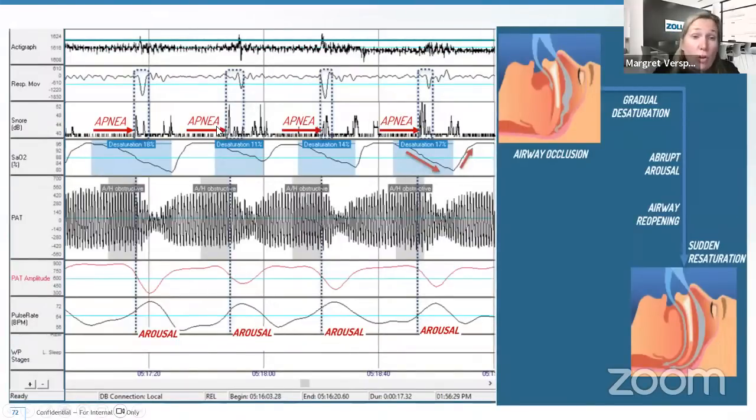So when we look at the snore channel, we see during the event there's no snoring because there's a total blockage of the upper airway. But when there is an arousal, the patient starts snoring because arousal, airway opens up, deep breath. That's typical for an apnea event.